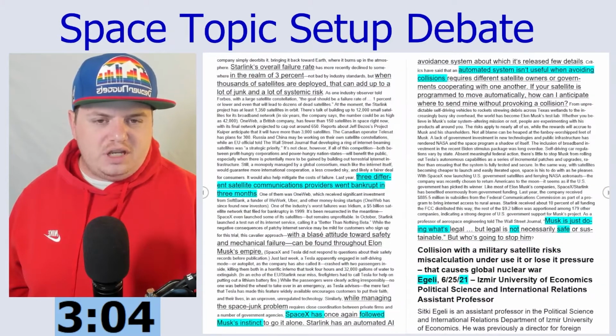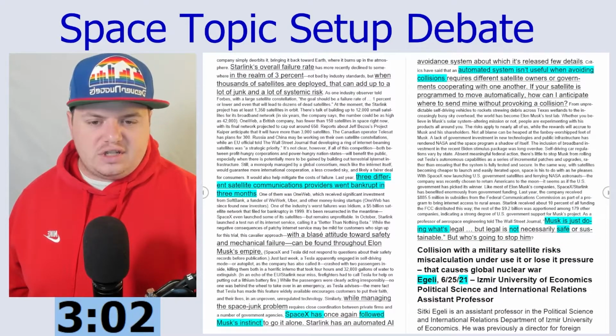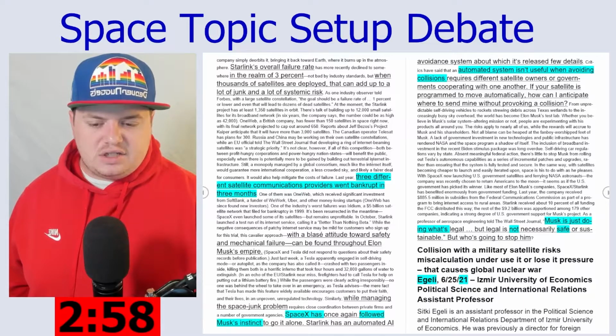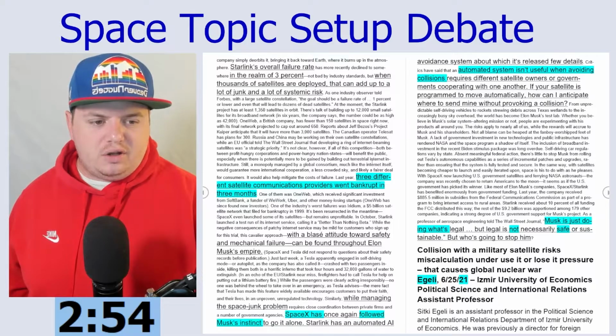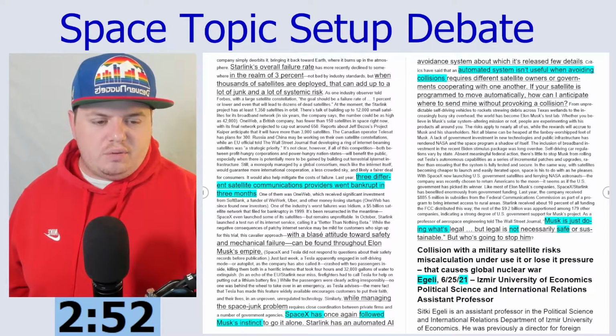SpaceX is putting too many satellites up too quickly. Three different satellite communicators went bankrupt in three months. SpaceX has followed Musk's instinct. Automated systems aren't useful when avoiding collisions. Musk is just doing what's not safe.